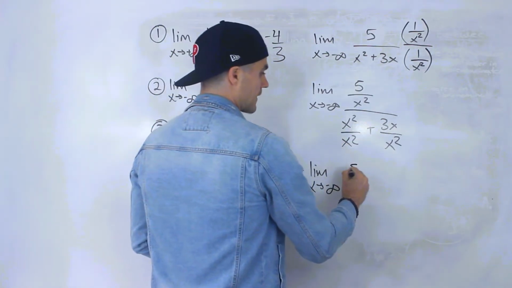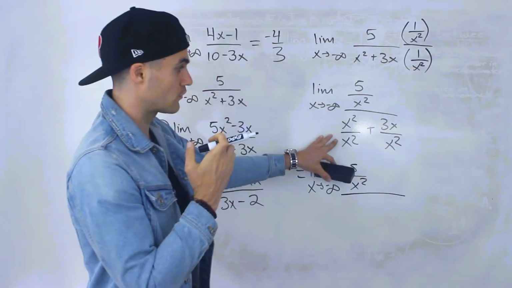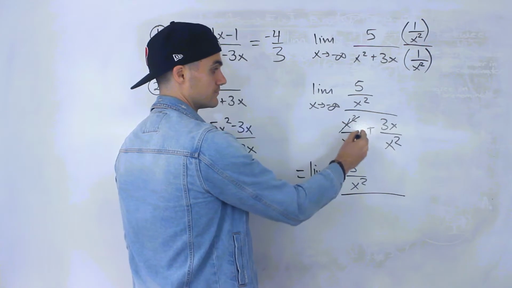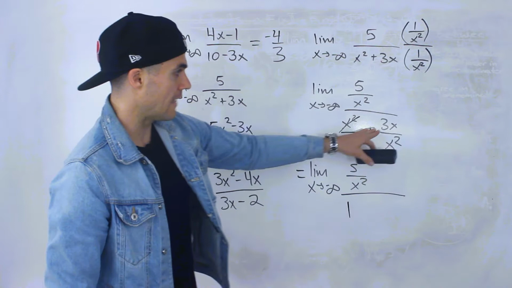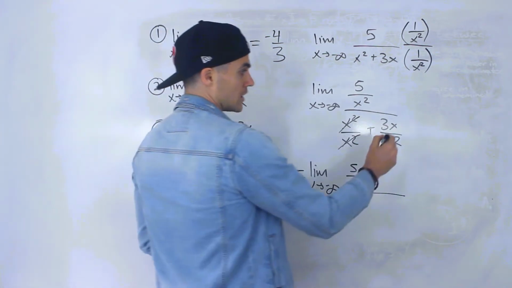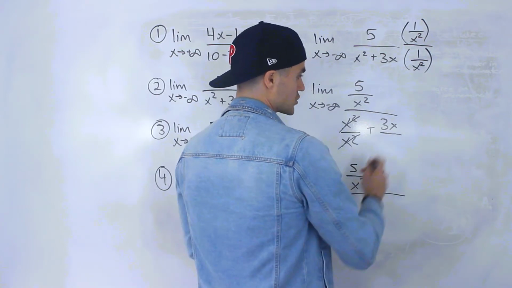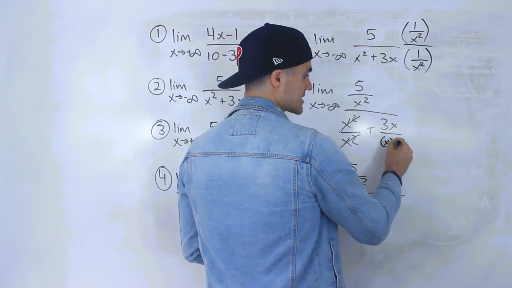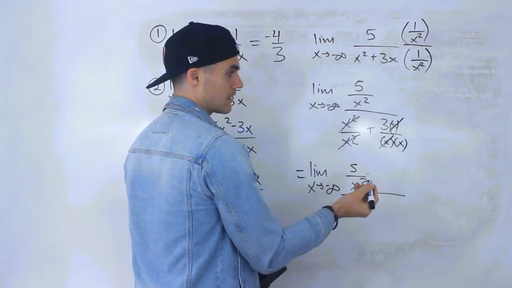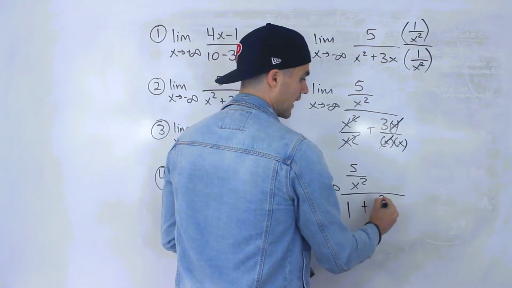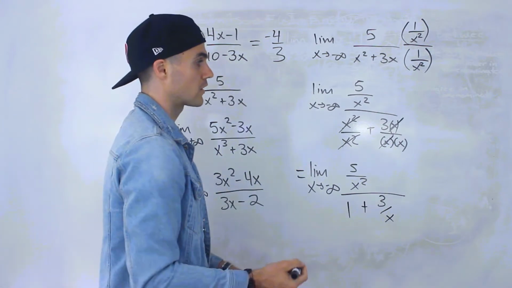The 5 over x squared, that can't simplify, so we leave that as is. Notice x squared over x squared, those will cancel out, and so we'll just be left with 1 at the bottom. And then 3x over x squared. If you remember how to simplify rational expressions, x squared is like an x times an x. So we have 1x at the top, 2x's at the bottom, so they cancel out. We're just left with 1x at the bottom. So 3x over x squared is the same as 3 over x.